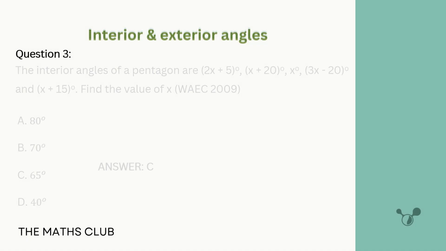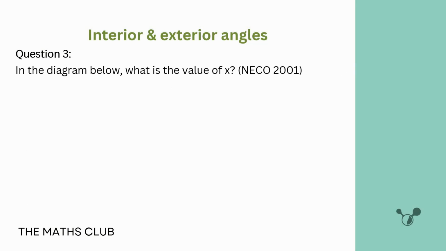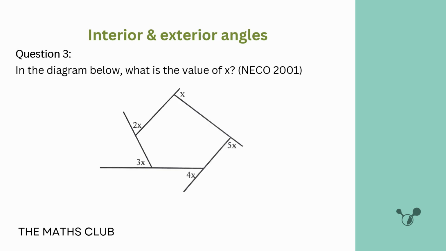Correct. Question 3 now says that in the diagram below, what is the value of x? Taken from NECO 2001. Let's see the diagram. Great. So this is an example of the exterior angles that we're talking about. This is an exterior angle, this is an exterior angle, and so on. And we're told that the sum of exterior angles of any polygon, whether irregular or regular, is 360 degrees, right? So given that knowledge, let's solve this question.